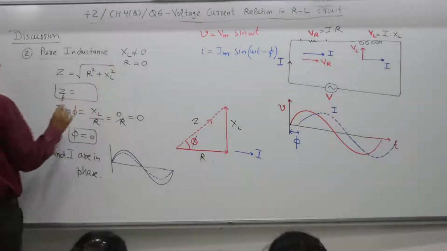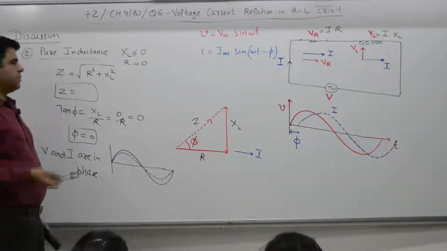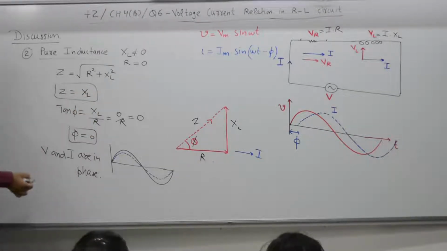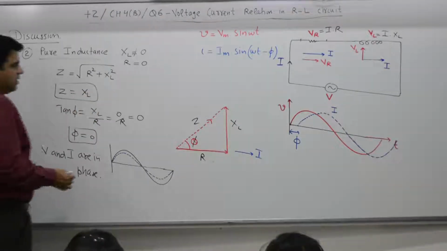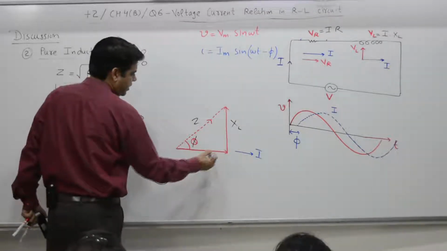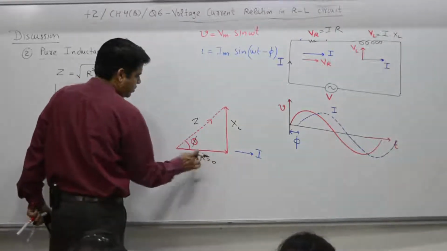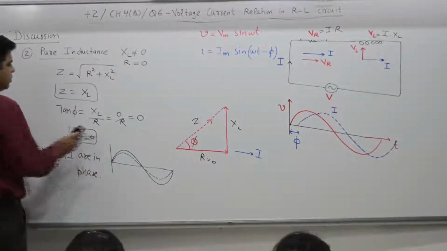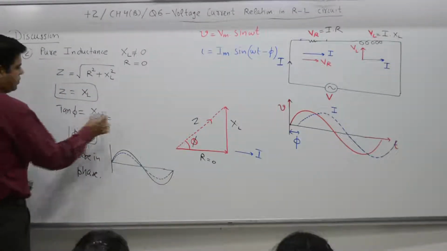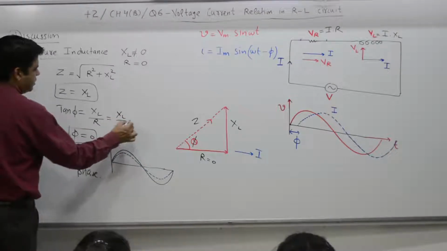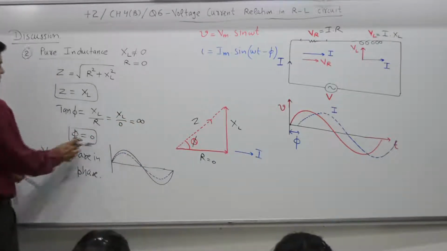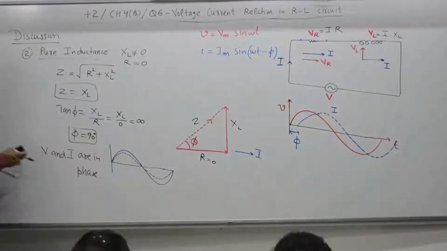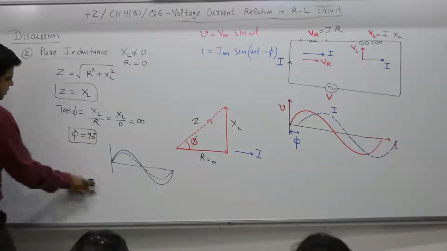Resistance is 0, only inductance, that means the wire is a superconductor. So Z is equal to what? XL. In this triangle, if R is equal to 0, this side reduces to 0. XL, which is non-zero, divided by 0 is equal to what? Infinity. Phi is equal to what? 90 degree, pi by 2.